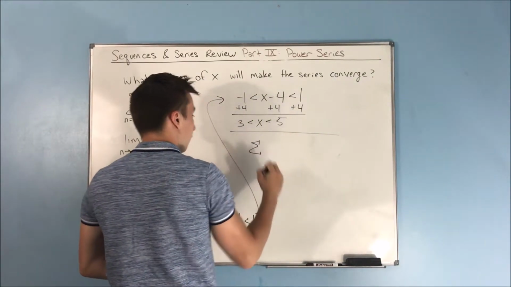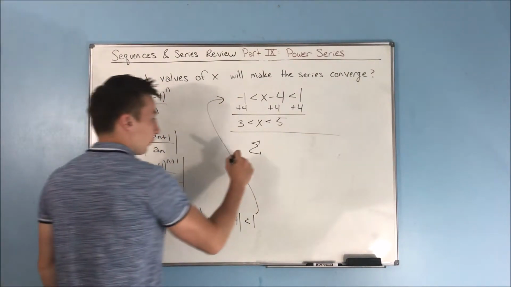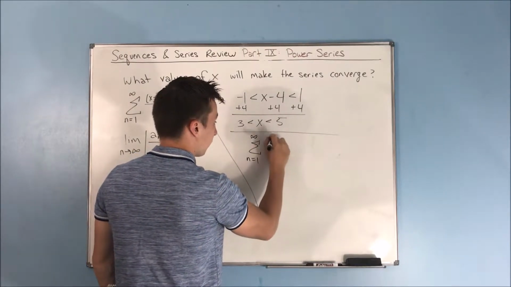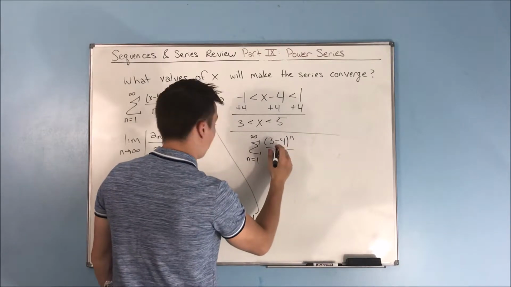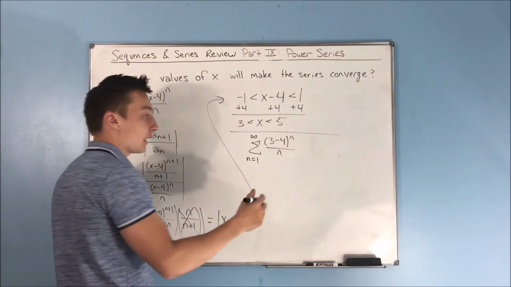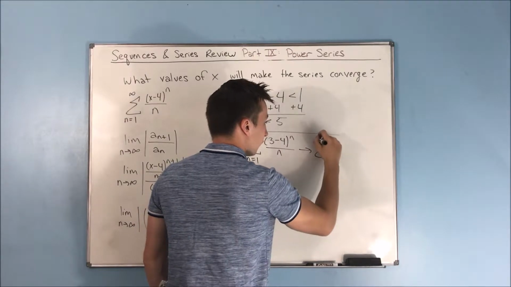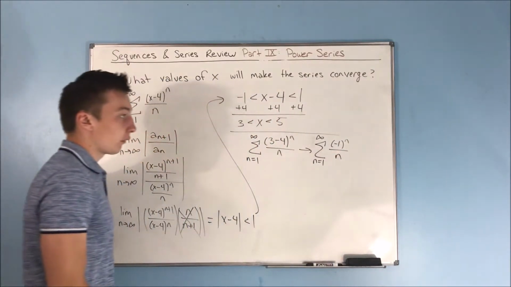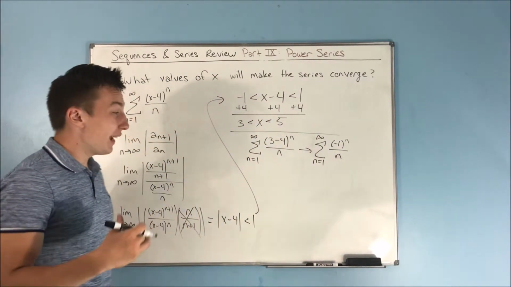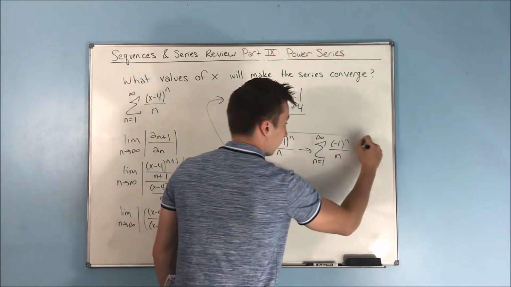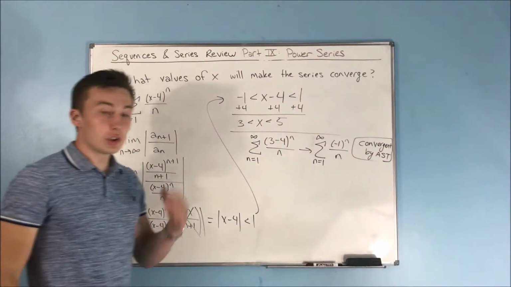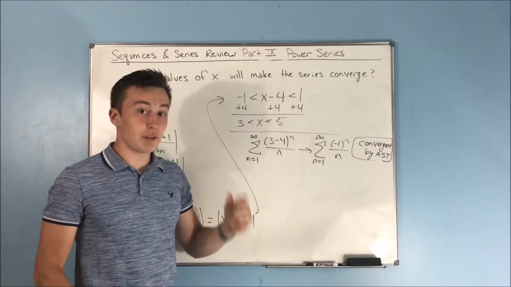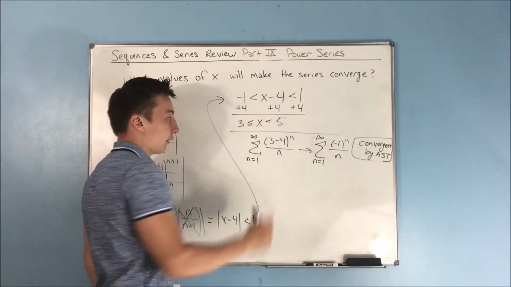We are going to plug in 3 first. We get the sum from n equals 1 to infinity of 3 minus 4 to the n over n. That is the same thing as saying the sum from n equals 1 to infinity of -1 to the n over n. Now we know that that is the alternating harmonic series, and that's convergent by the alternating series test. So what this is telling us is that 3 is another value of x that will make the series converge. So that's going to be included in this interval here.